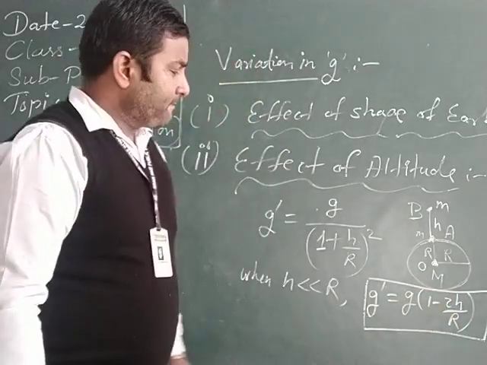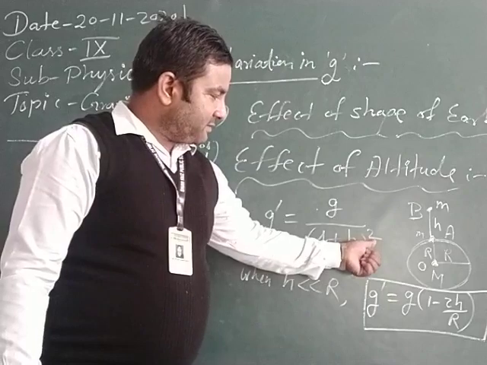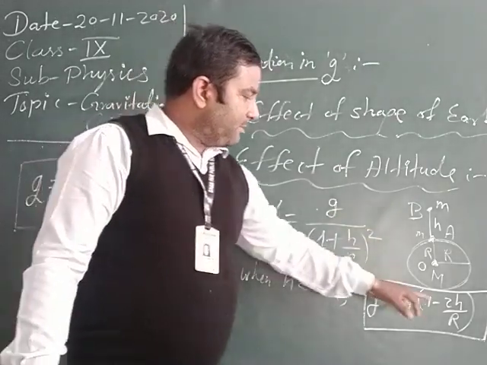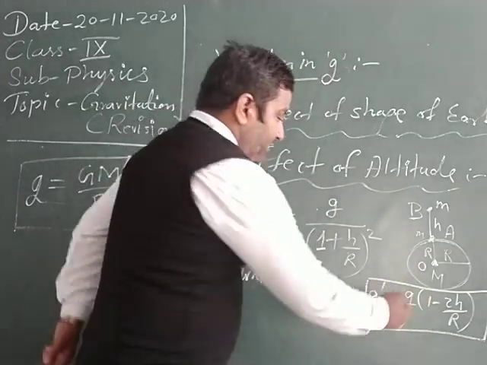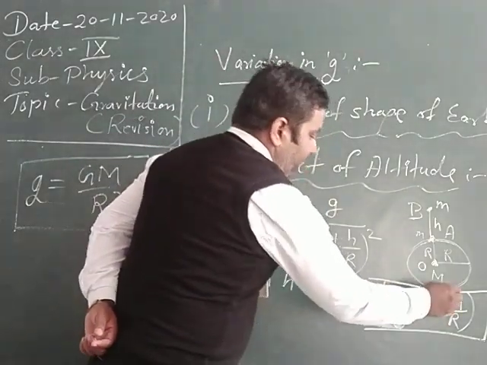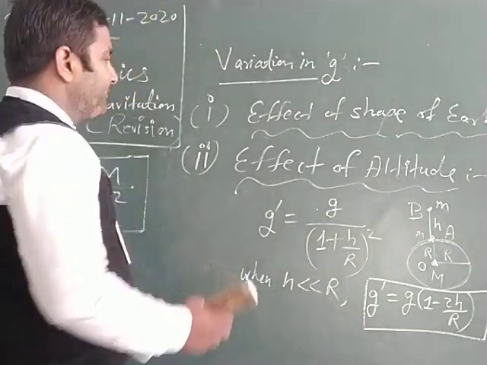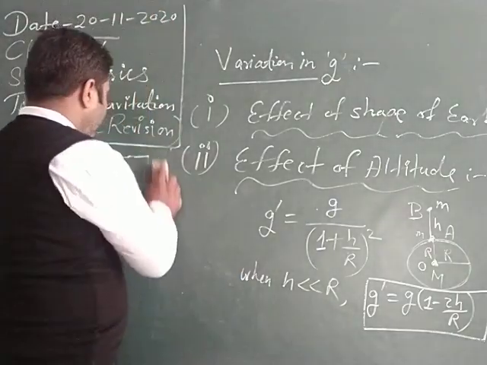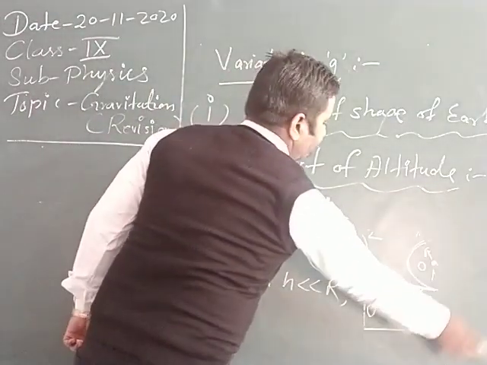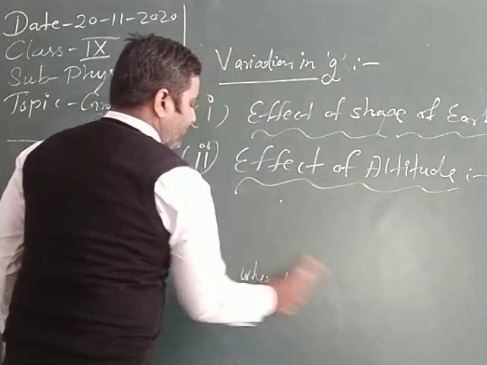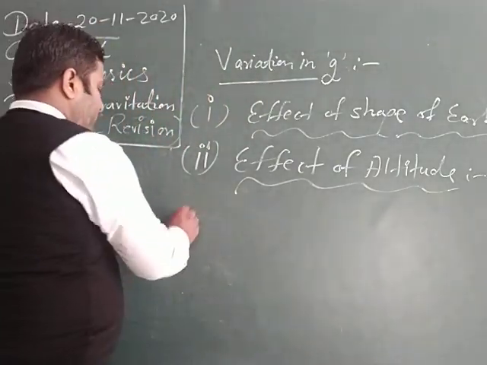Very simple concept. The term in the denominator is transferred to the numerator side, so the power becomes minus 2, and then minus 2 is multiplied with the h upon r term. Then it will be 1 minus 2h upon r. And the last thing in variation is the effect of depth. How is the effect of depth?